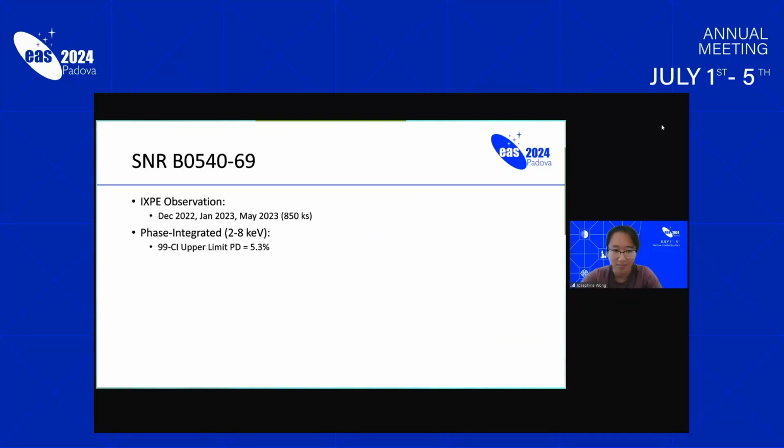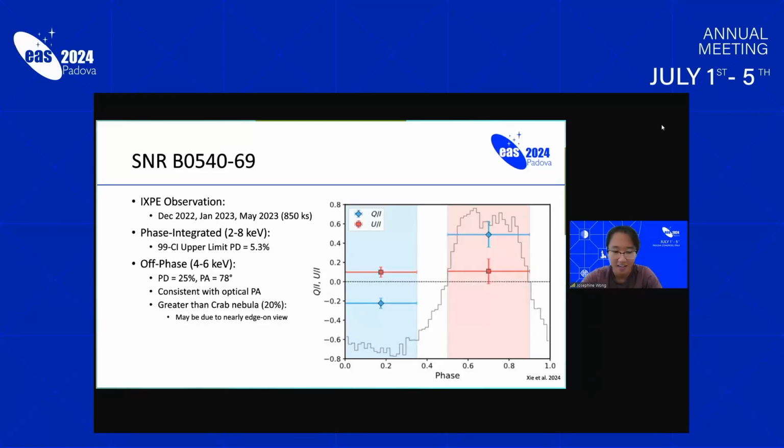So IXPE observed B0540 for 850 kiloseconds. And there we are only able to get an upper limit to the polarization when we integrate across all phase and energies between 2 to 8 keV. But if we restrict to just the off-phase regions and the 4-6 keV energy range, then we find a polarization angle that's consistent with the optical and a slightly greater polarization fraction than the Crab Nebula, which may be just due to our nearly edge-on view of the system.